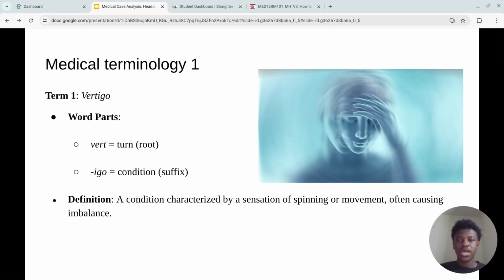So for medical terminology 1, you go with vertigo. To separate the word, its root is vert, which is turning or turn. And then -igo is the suffix, and it means condition. So, turn condition. It's defined by a characterization of spinning or movement, often caused by imbalance, which is common for those experiencing ear pain.